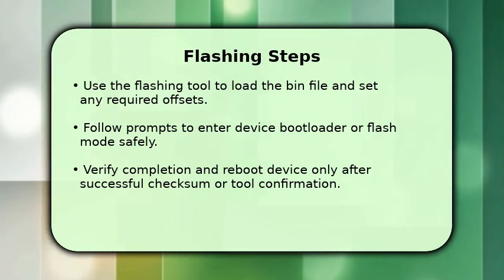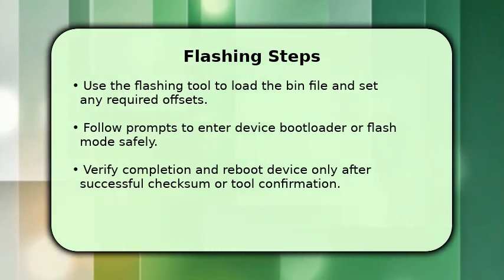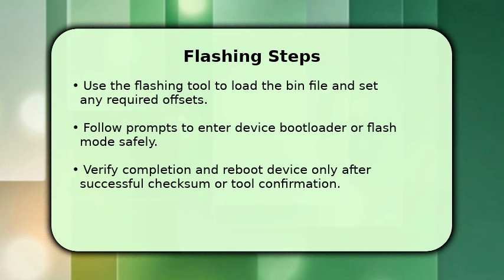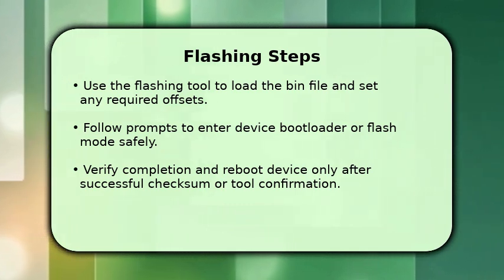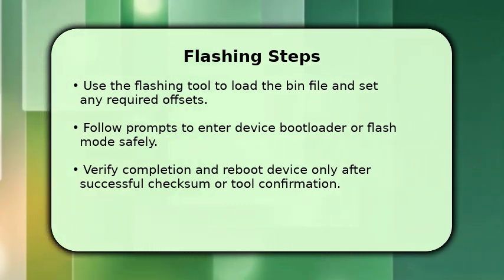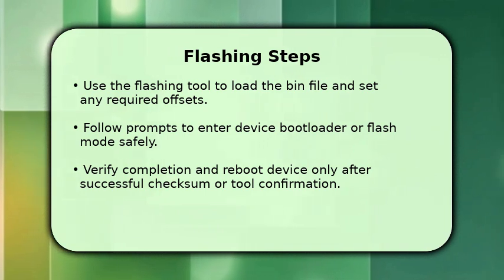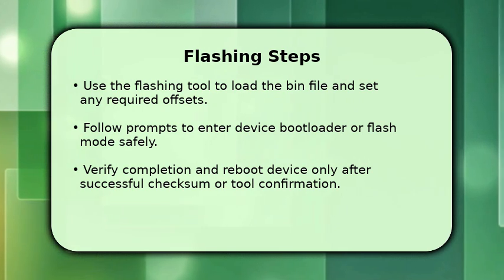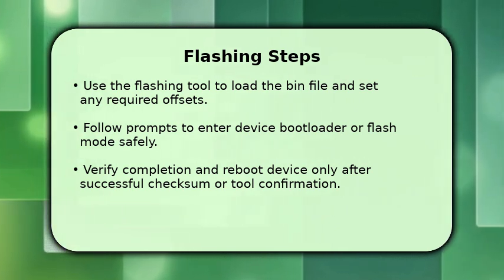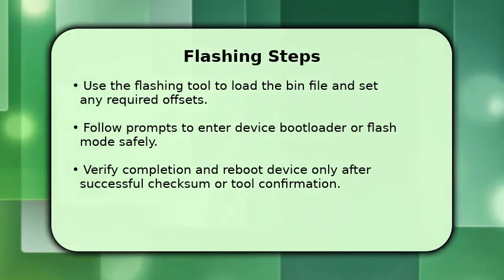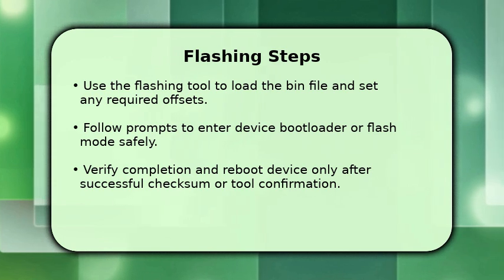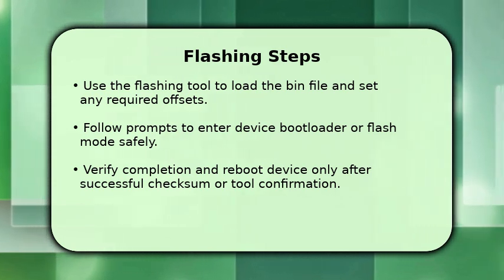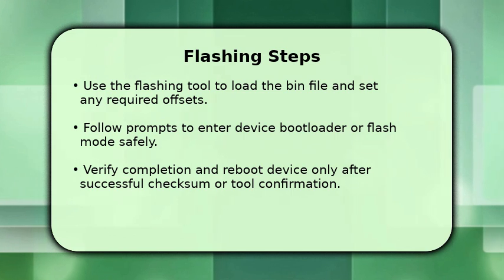Connect the device and enter its bootloader or flash mode as instructed by the manufacturer or tool guide. In your flashing utility, load the bin file, set correct partitions or offsets, and begin the transfer while monitoring progress. After the tool confirms success and verifies checksums, safely reboot the device and run a quick functionality check to ensure firmware behaves as expected and no settings were lost during the flash.